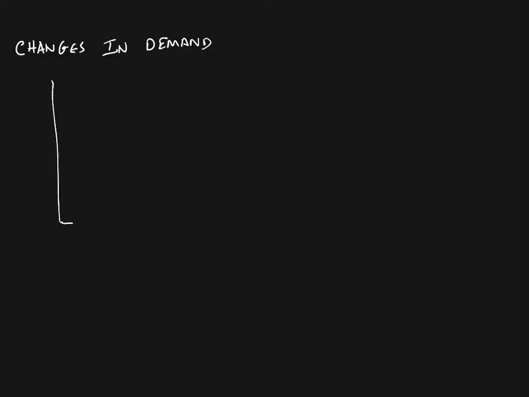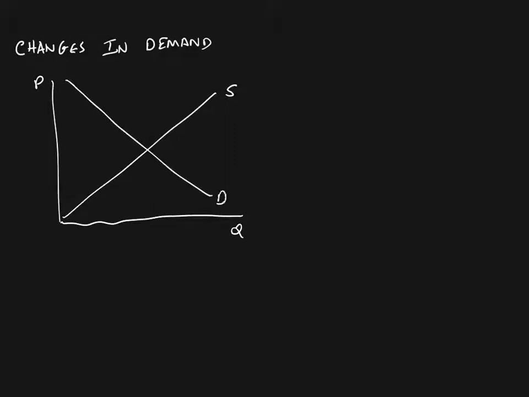So we'll start with a supply and demand graph. We've got quantity on the horizontal axis, price on the vertical. There's our supply curve, upward sloping. And our demand curve is downward sloping to the right. And so we've got here an equilibrium quantity, call it Q star, and an equilibrium price, P star.